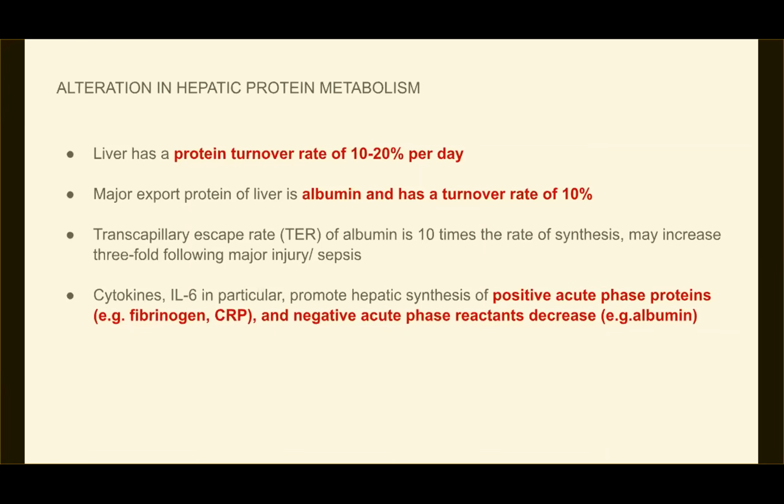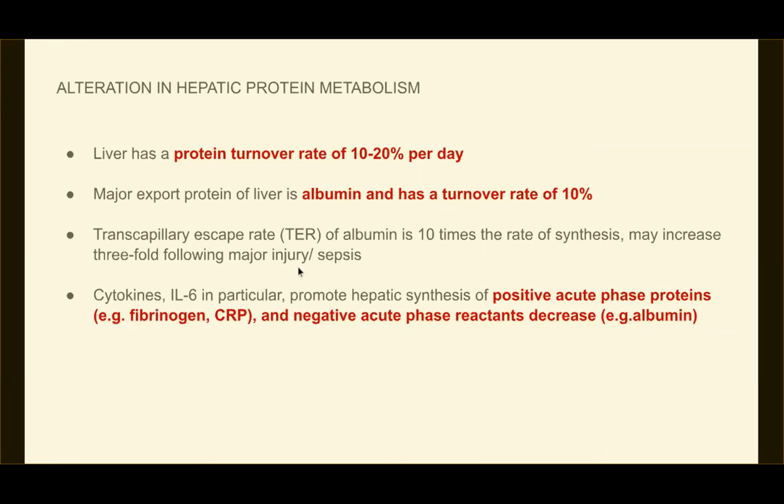of the normal rate. So cytokines, IL-6 in particular, promote hepatic synthesis of positive acute phase proteins, and also negative acute phase reactants decrease during this phase. So to summarize, the liver has a protein turnover rate which is more than the skeletal muscles, and there are many export proteins of the liver, but albumin is major and it has a turnover rate of about 10%.